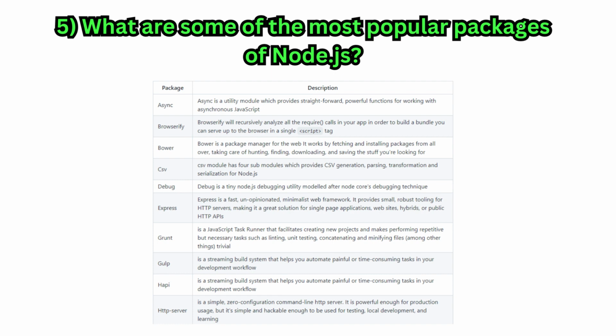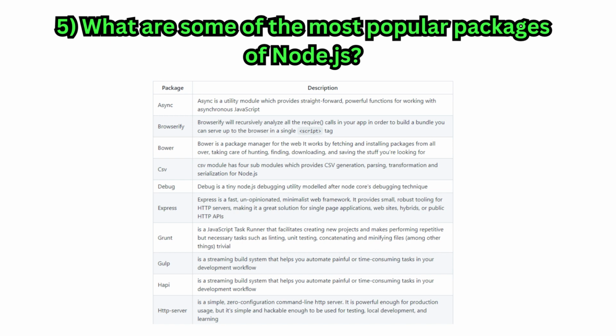CSV module has 4 sub-modules which provide CSV generation, parsing, transformation, and serialization for Node.js. Debug. Debug is a tiny Node.js debugging utility modeled after Node Core's debugging technique. Express. Express is a fast, unopinionated, minimalist web framework.